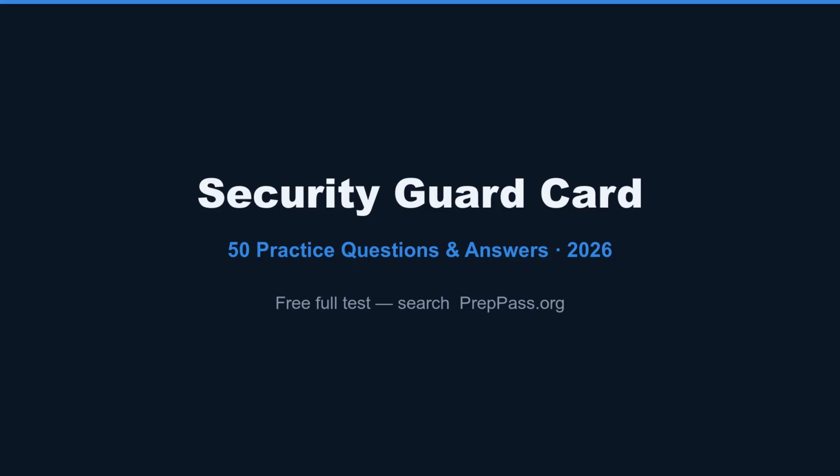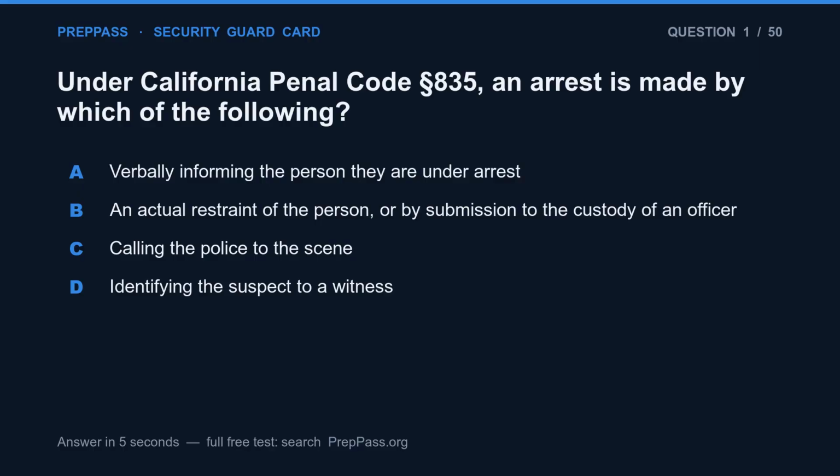Let's begin. Question 1. Under California Penal Code Section 835, an arrest is made by which of the following? A. Verbally informing the person they are under arrest. B. An actual restraint of the person, or by submission to the custody of an officer. C. Calling the police to the scene. D. Identifying the suspect to a witness.